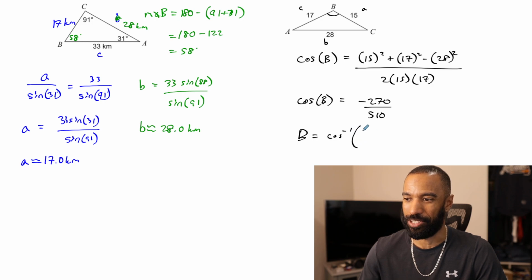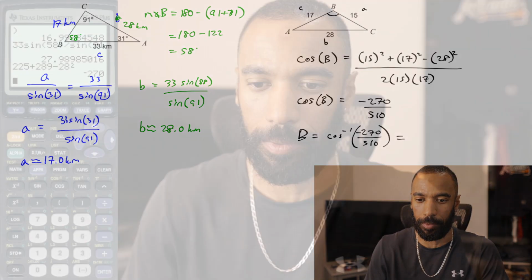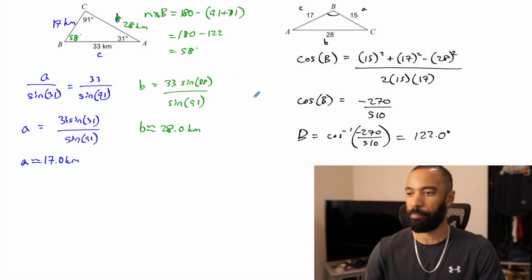Negative. But I'm just going to leave it like that. I don't want to be wrong. Assuming I didn't screw something up yet. So, inverse cosine. Here we go. I'm going to say inverse cosine of negative 270 over 510. And this should give me an obtuse angle here, as I expected. 121.96. So, to the nearest tenth, 122 degrees. So, around 122.0 degrees for measure of angle B.